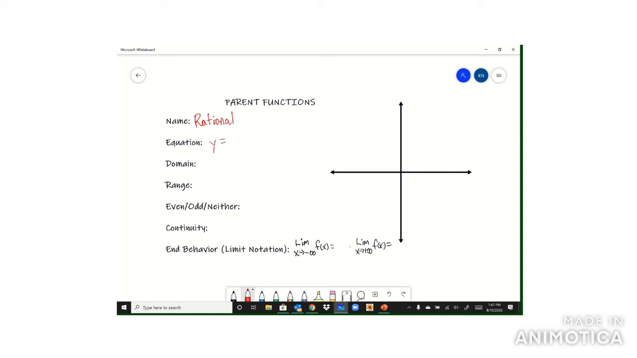A rational equation looks something like this, like 1 over x. The graphs of rationals look really weird. There are multiple pieces, so you have one piece that looks something like this, and then another piece that looks something like this. And there are asymptotes here. So here's an asymptote at x equals 0, and there's also an asymptote at y equals 0. So that's going to restrict your domain and your range.